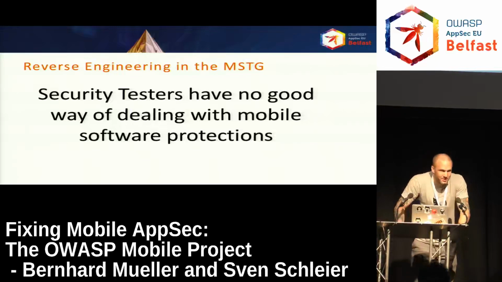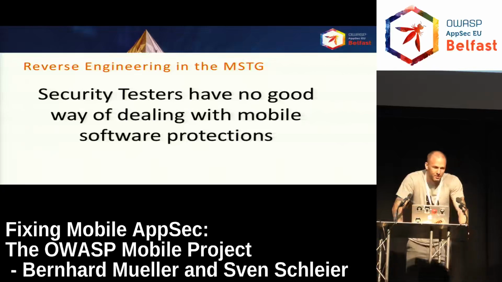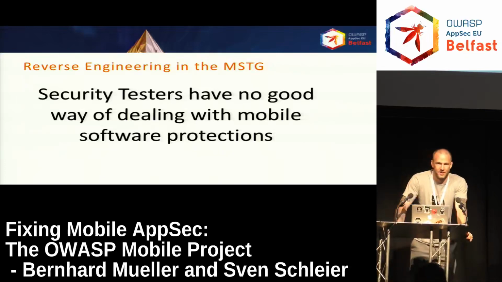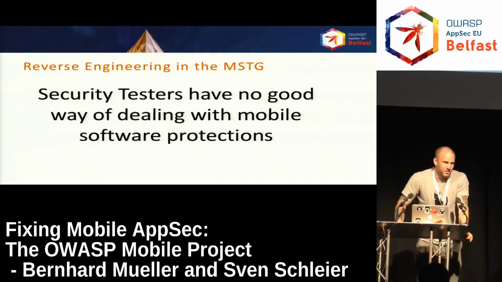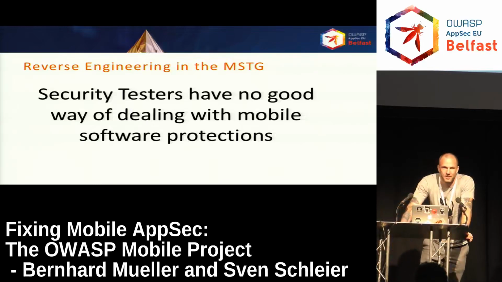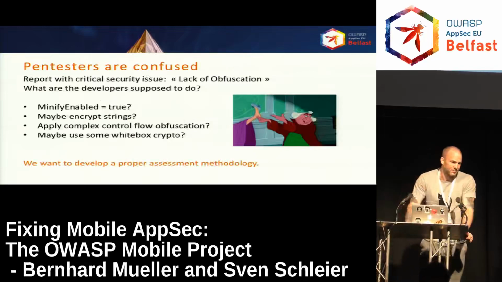So you maybe noticed that in the last few years, a lot of apps like financial apps, online games and so on, started to use a lot of obfuscation and anti-tampering, anti-debugging and so on. And security testers traditionally don't test that kind of stuff, so they don't really have a good way of dealing with it. And we see this a lot of times.